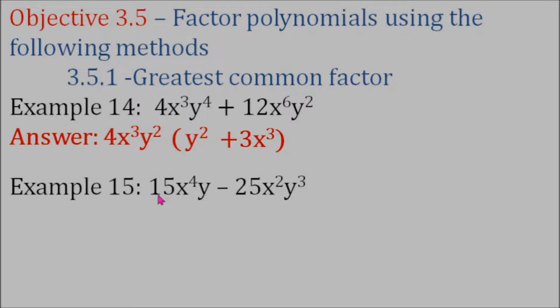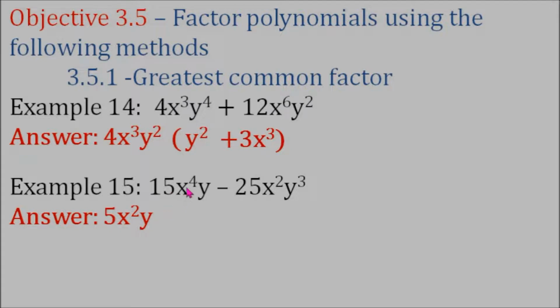Example number 15: 15x to the power of 4 y minus 25x squared y cubed. So the greatest common factor between 15 and 25 is 5. Between x to the power of 4 and x squared, it's x squared, the one with the lower exponent. Between y and y cubed, it's y. So the greatest common factor here is 5x squared y.